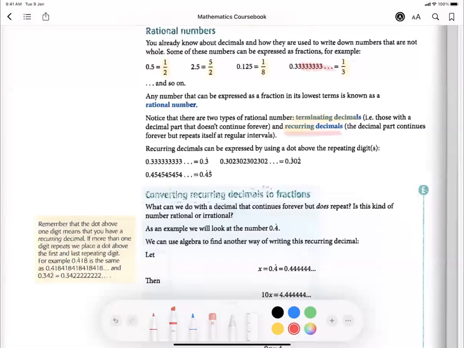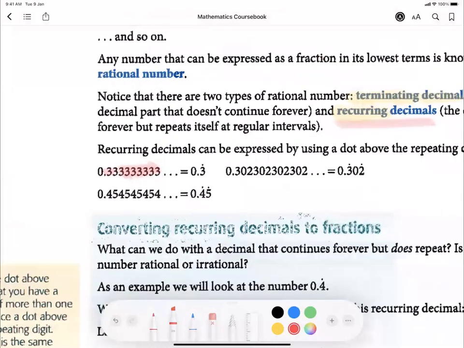Recurring decimals are written this way. If it is 0.3333 and it never ends, it is written like this, 0.3 with a dot on top. So it means that only the number 3 will be repeated. If it is two numbers repeating, 0.454545, then 2 dots will be placed here.